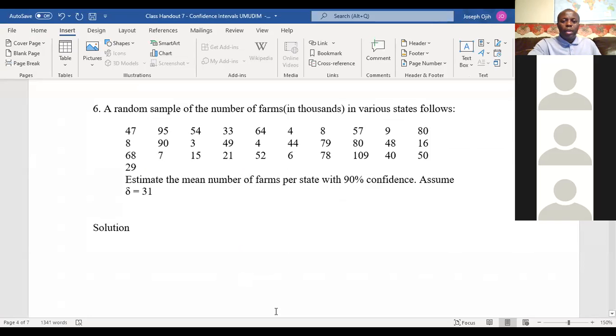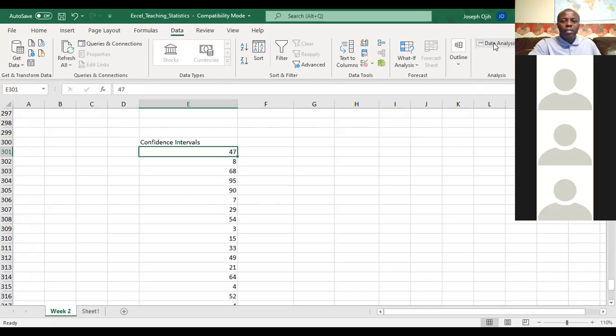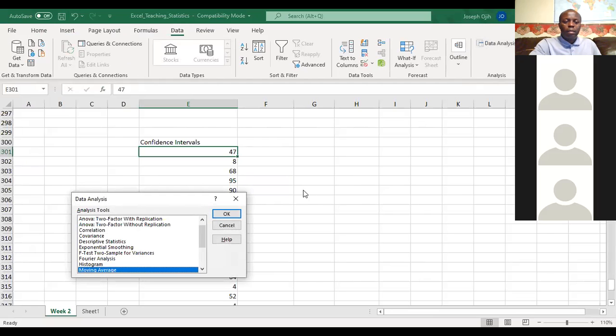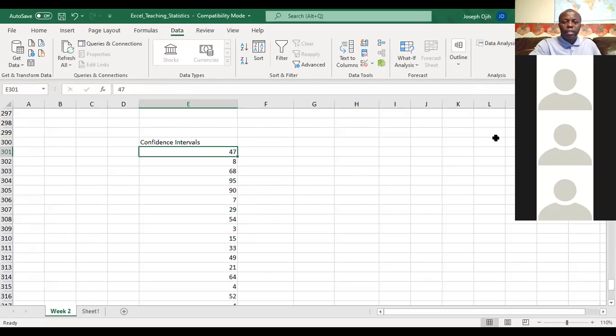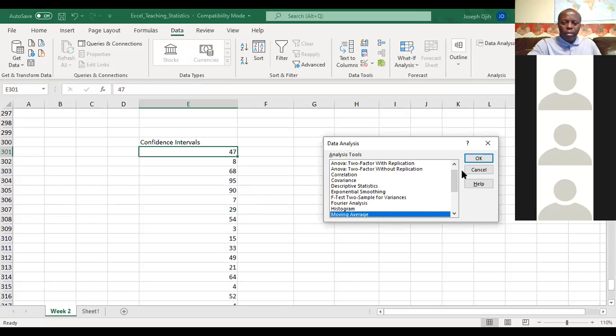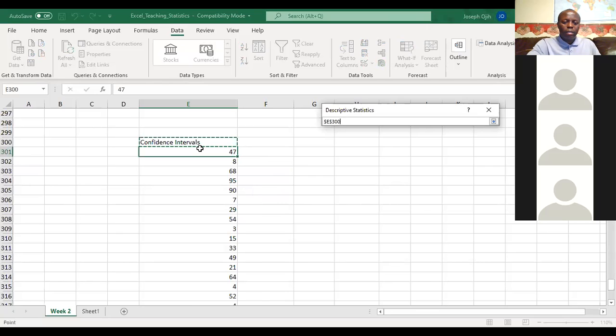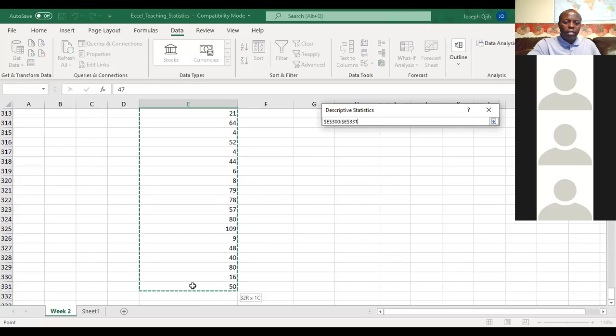So now, what you're gonna do is go to data analysis. Let me close this. Let me move this to our side so we can see this one. Now click on data and then data analysis. Then you can choose descriptive statistics. Now, the input range will be here, confidence interval, all the way to the last digit.